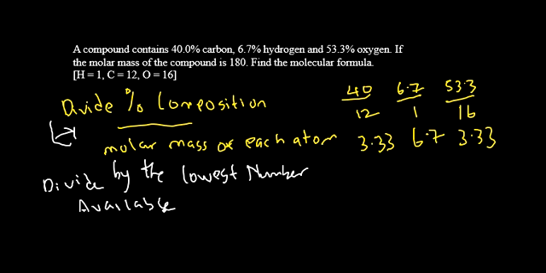Now doing that, 3.33 divided by 3.33, 3.33 divided by 3.33, that is, we are going to have 1 here, we are going to have 1 here, and 6.7 divided by 3.33, that is what? 2.01. That is just 2.